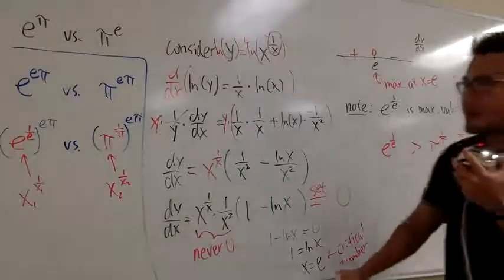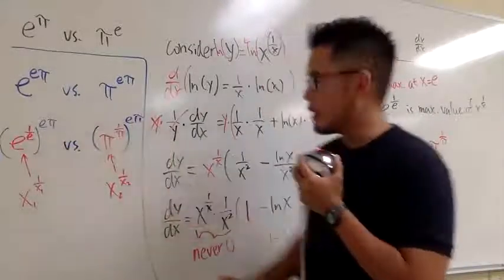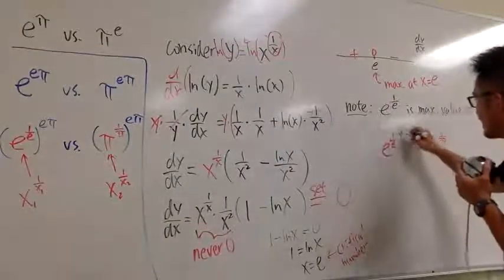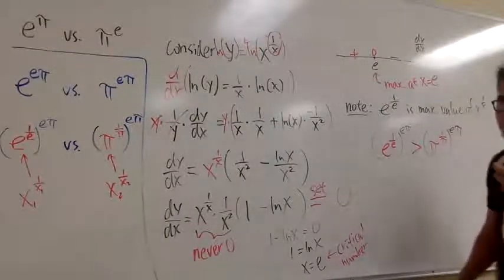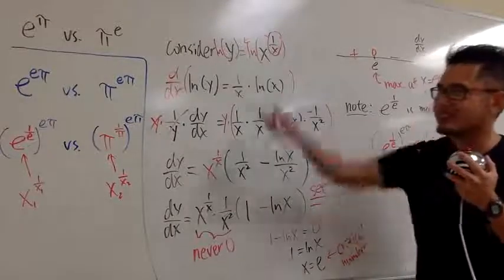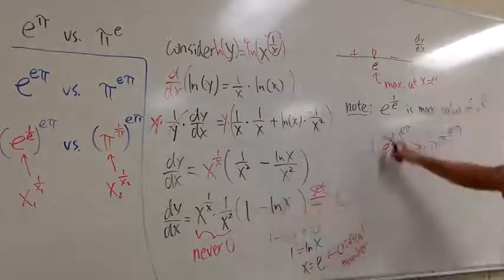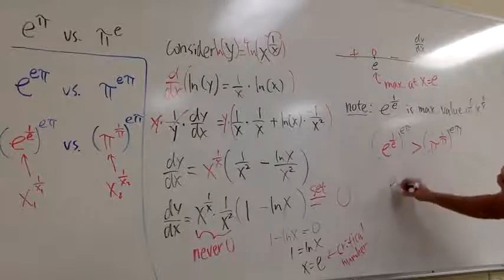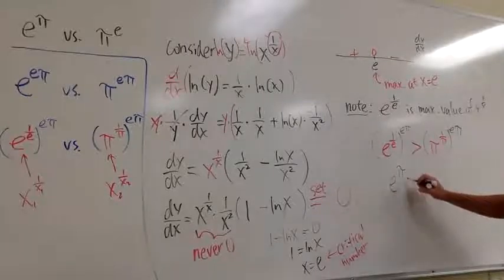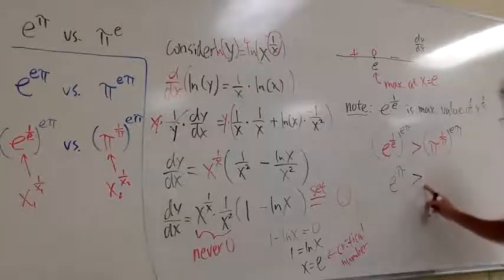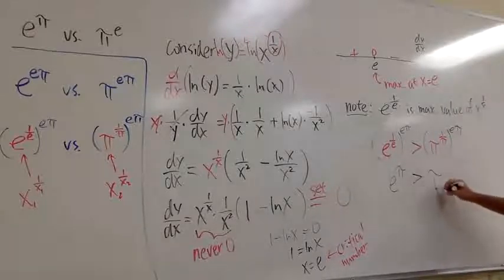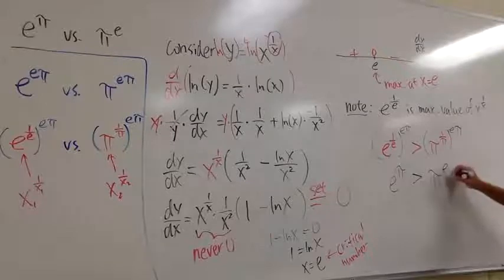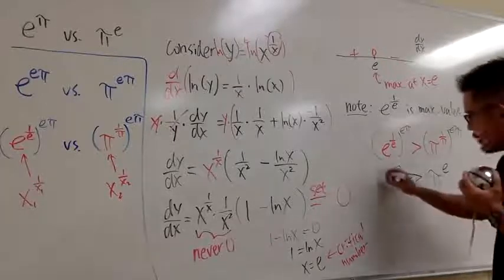And then we are going to raise both sides to the same power. Raise both sides to the e pi power. And then we can reduce to the original question, because this right here will give us e to the pi power. And then we still keep the same sign for the inequality symbol. And then this right here, we will have pi to the e power. And then we are done.